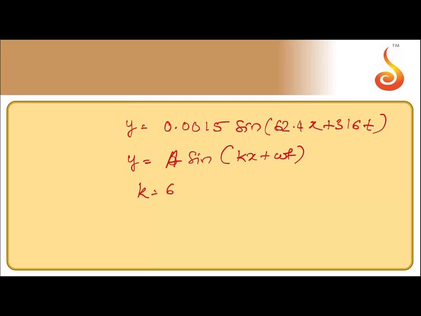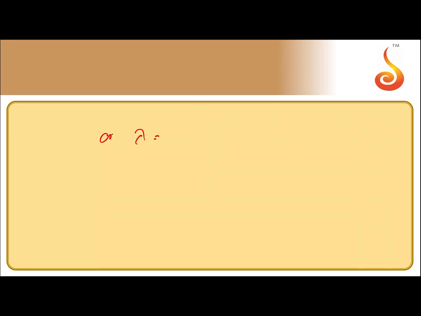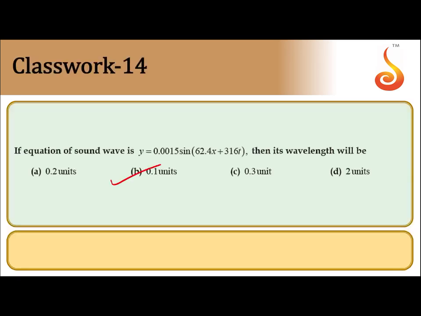We notice k is equal to 62.4. But you know, k is 2 pi by lambda, so 2 pi by lambda is 62.4. Or lambda is equal to, what is it? 2 pi divided by 62.4, and 2 into 3.14 divided by 62.4. So you can see this is approximately 1 by 10, 0.1 unit. Therefore, the wavelength is nearly 0.1 unit.